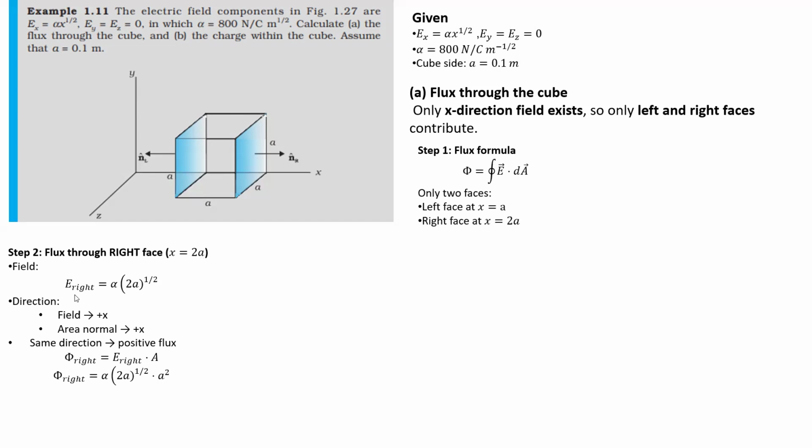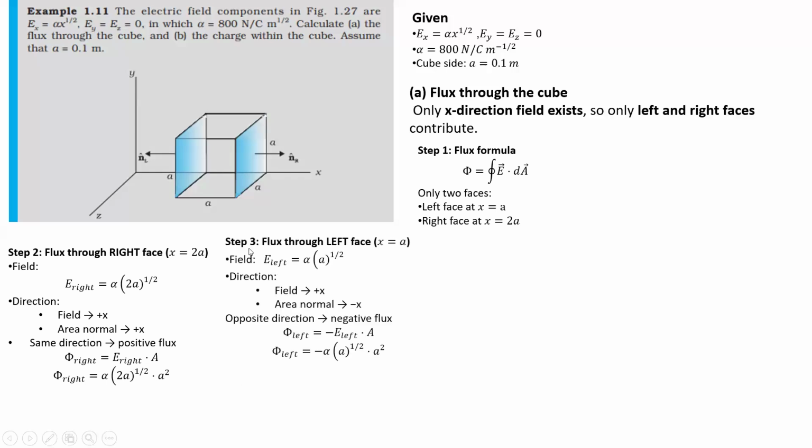First we'll find the electric field formula: alpha x to the power half. With x equal to 2a, it becomes alpha into 2a to the power half. The electric field is along the positive x-axis, and the area vector is also along the positive x-axis. Therefore theta becomes 0, and flux is equal to E into area. E is alpha into 2a to the power half, and area is a square.